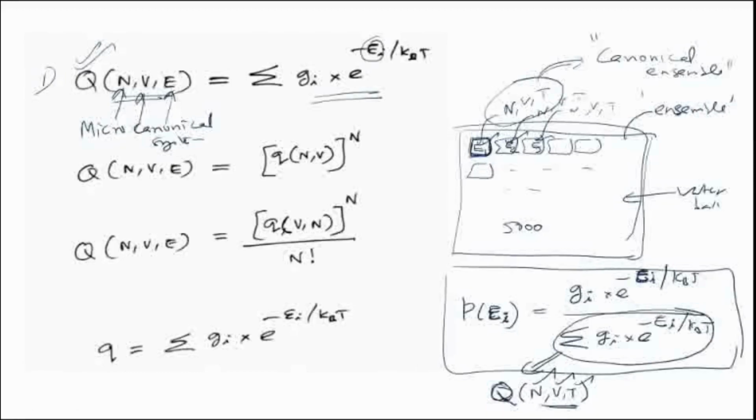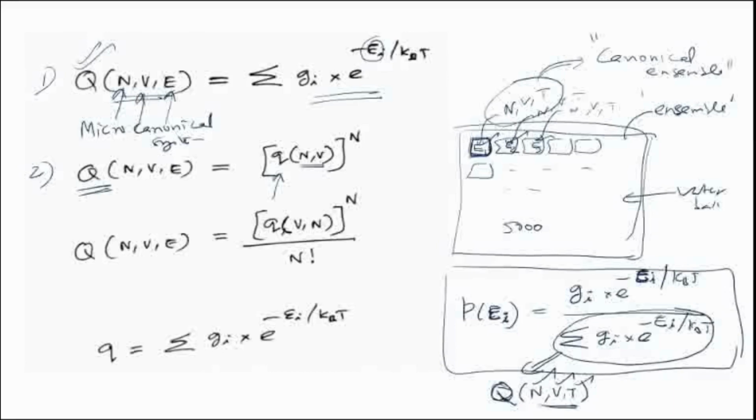Now this canonical partition function is related to the molecular partition function which we derived earlier. How? Listen, canonical partition function is equal to molecular partition function. For the molecular partition function, total number of particles and total volume are constant.